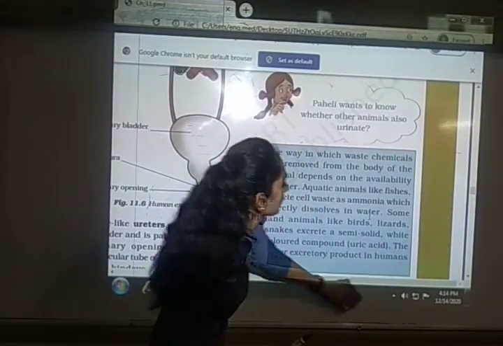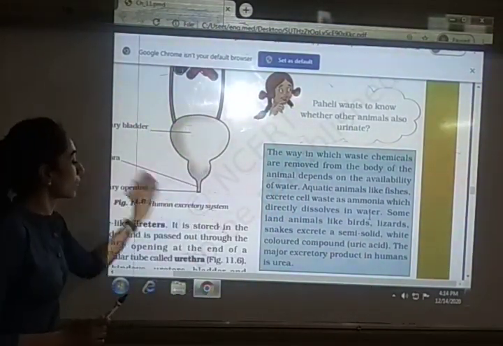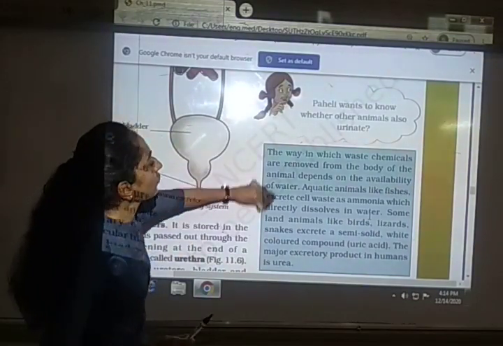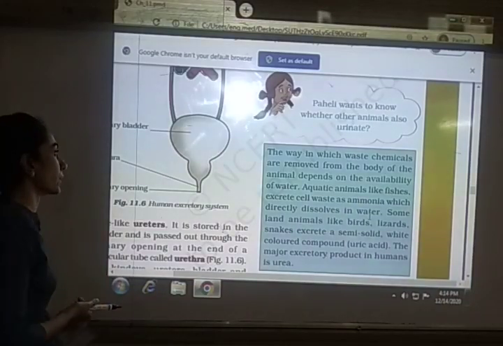With sweat, salt is also released or removed. So that is another method to remove waste from our body.